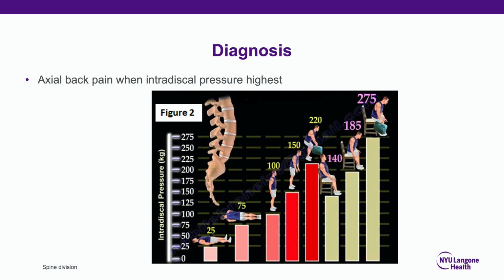This is a nice study that showed why axial back pain gets worse when the internal disc pressure gets higher. We can see that when we're sitting on a chair, leaning forward and holding something in our hands, we have the highest intradiscal pressure. And that's why when the patient is lying flat, usually there should be no low back pain that is discogenic in origin.